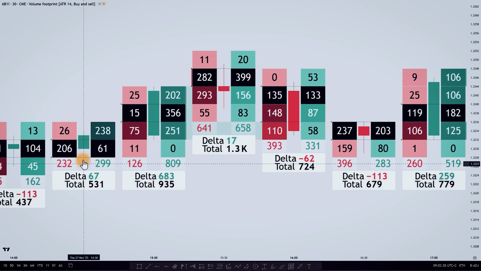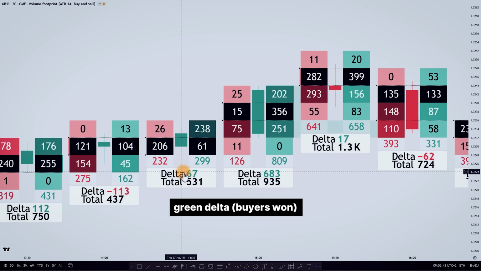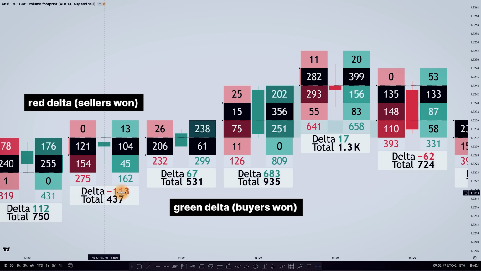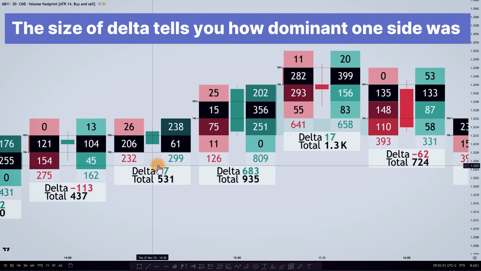Most footprint platforms show delta at the bottom of each candle. Green delta means buyers won that candle. Red delta means sellers won. The size tells you how dominant one side was. Plus 50 is a close game. Plus 500 is a blowout.